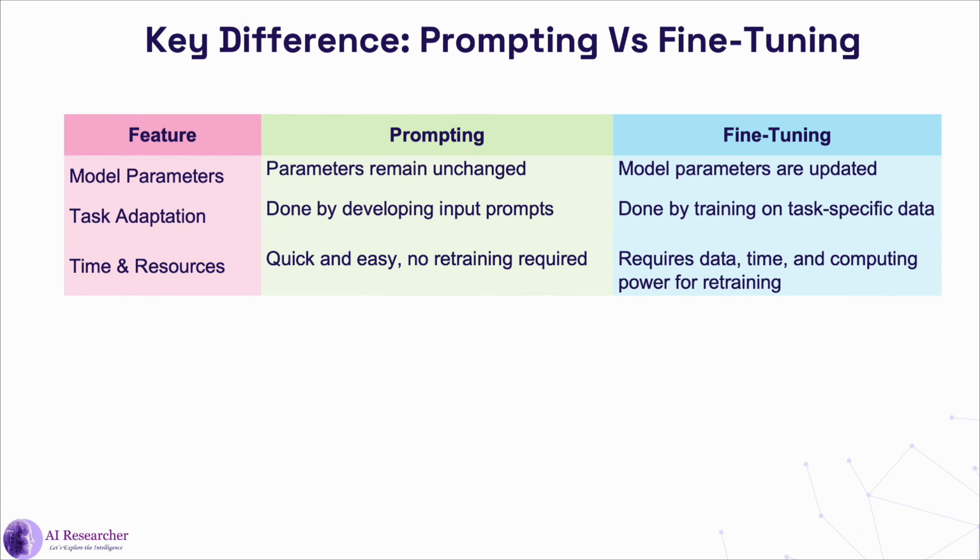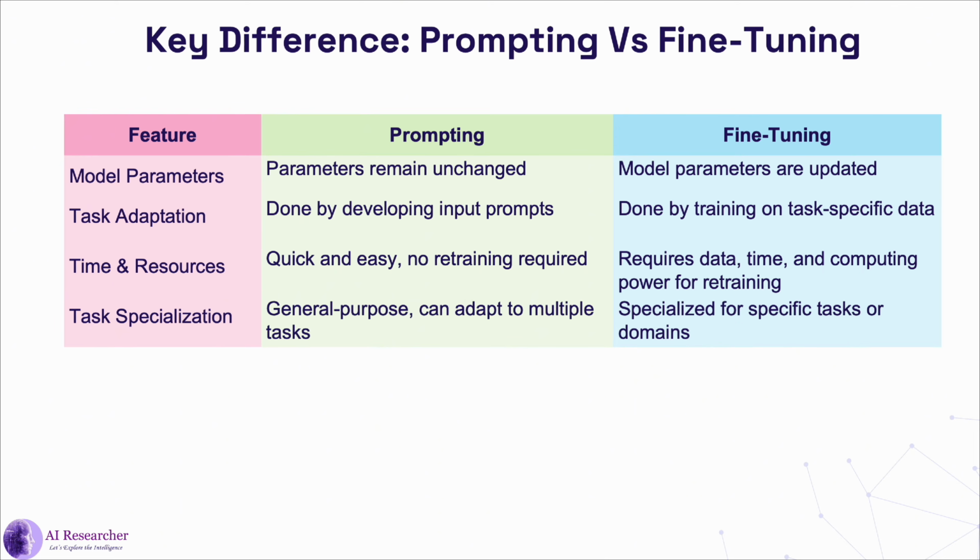About time and resources, of course prompting is quick and easy, as it doesn't require retraining of the model. And fine tuning requires data, time, and computational power for retraining, so it's expensive. Fine tuning is expensive in terms of time and resources. About task specialization, prompting is really general purpose and can adapt to multiple tasks, whereas fine tuning is really specialized for a specific task or domain.